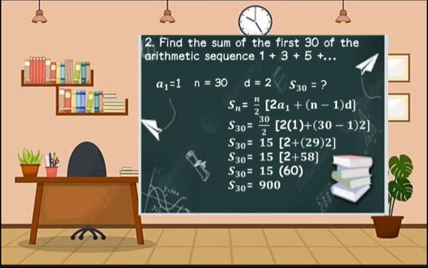Next, s sub 30 is equal to 30 divided by 2 is 15 times 2 times 1 is 2 plus 30 minus 1 is 29 times 2. Then, s sub 30 is equal to 15 times 2 plus 29 times 2 is equal to 58. Then, s sub 30 is equal to 15 times 2 plus 58 is equal to 60. Then, s sub 30 is equal to 15 times 60 is equal to 900. So our s sub 30 is equal to 900.